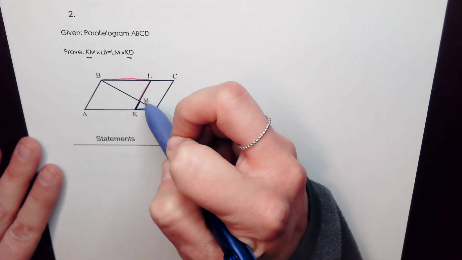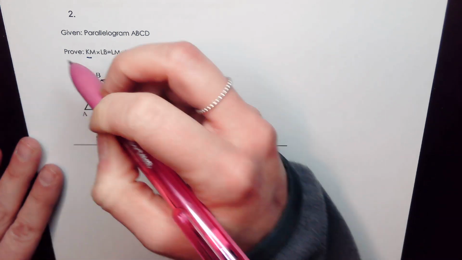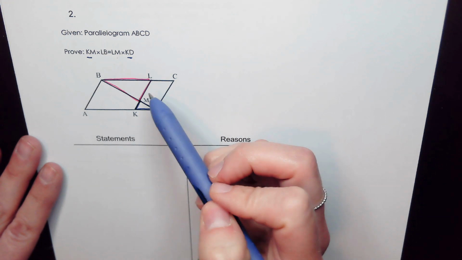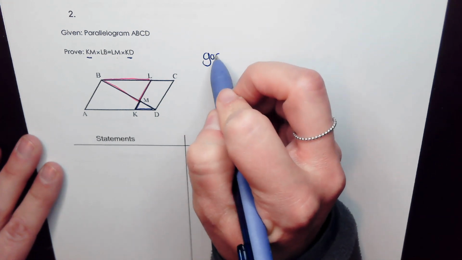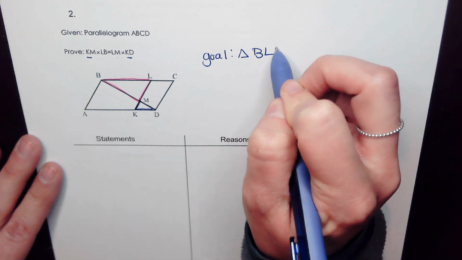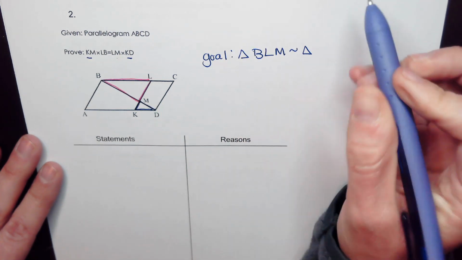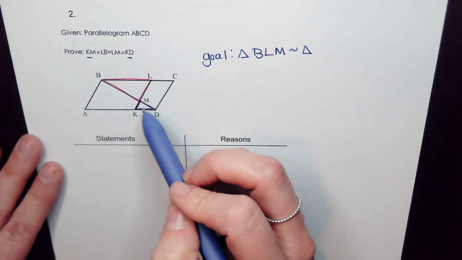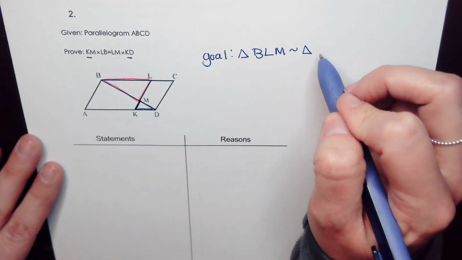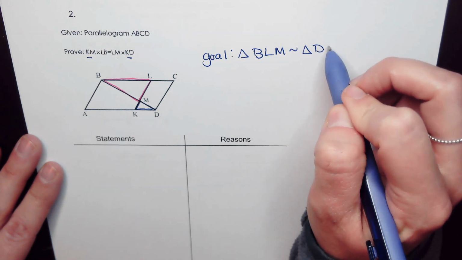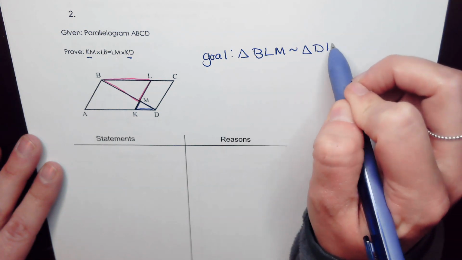So now if I connect those to make triangles, I've found all these parts. So now that helps me to figure out which triangles I want to get similar to each other. So now my goal is to get triangle BLM similar to triangle. And here's where we're going to kind of guess right now. So we could always change this in our proof, but maybe DKM.